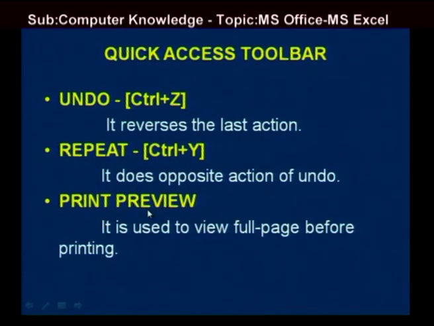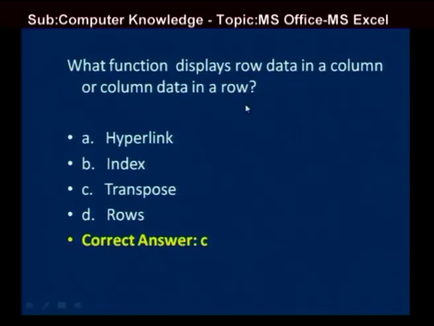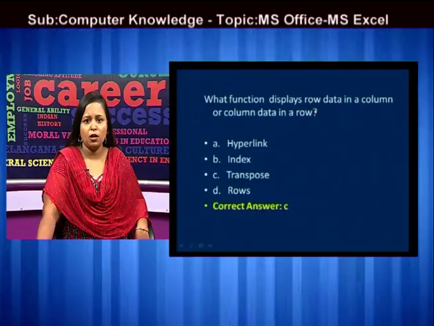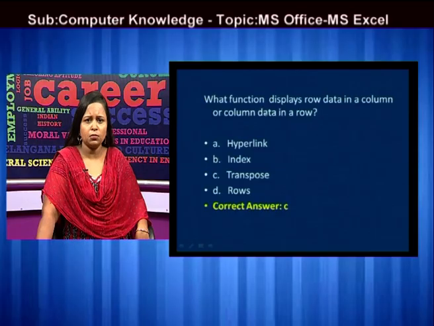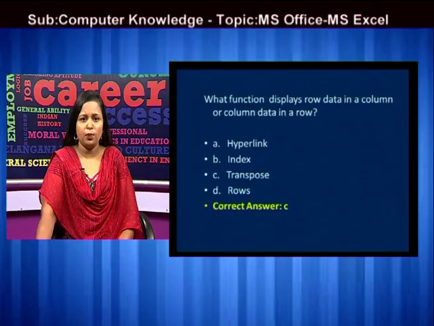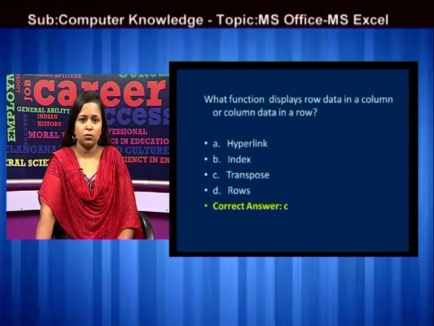Next, print preview. Before printing we have to see the print preview in any Word, Excel and PowerPoint, whichever it may be. The undo shortcut key is Ctrl+Z and the repeat action shortcut key is Ctrl+Y. These are the questions about the functions that display row data in a column or column data in a row. That is index. Rows and columns are very important in an Excel sheet.